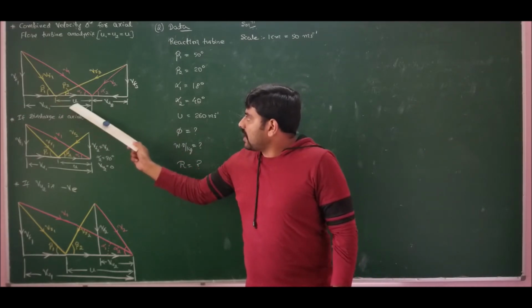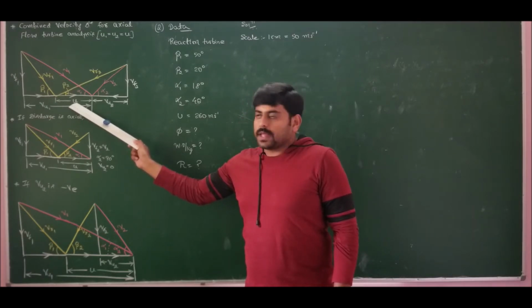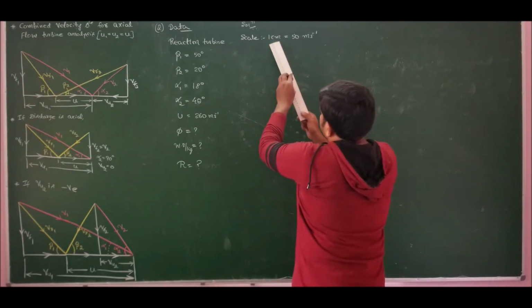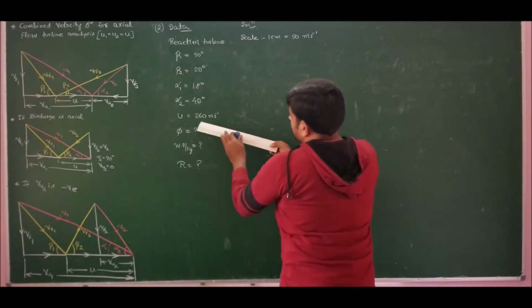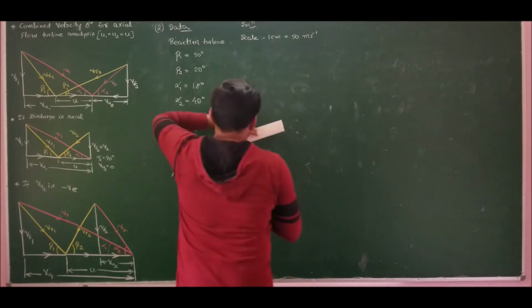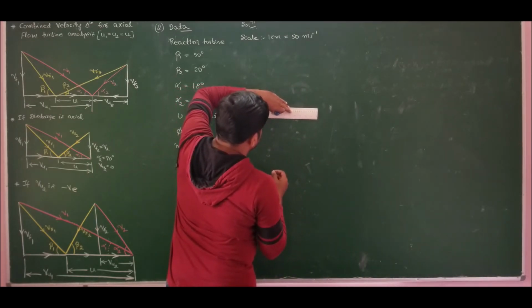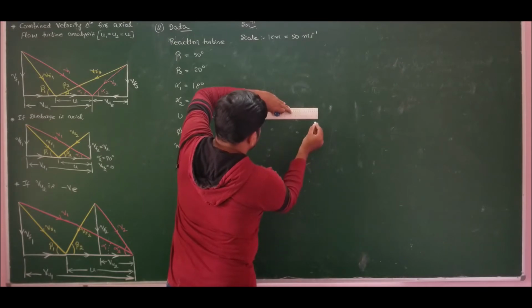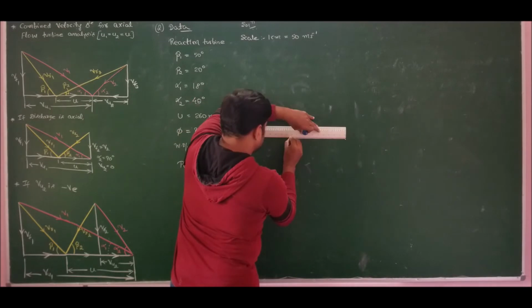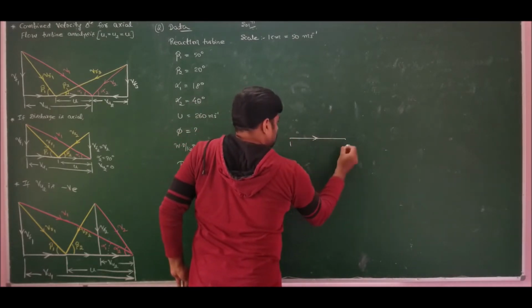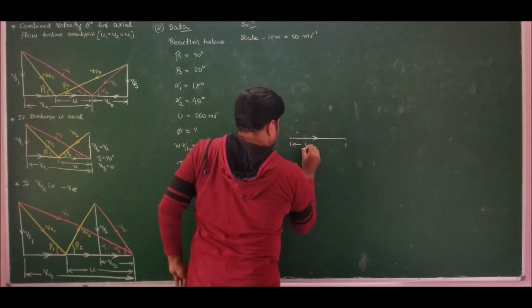Now we know the base U, and we know all the angles alpha 1, alpha 2, beta 1, beta 2, which are marked on the left corner and right corner of U. So first, lay down U. With the scale of 1 centimeter equal to 50 meters per second, U measures 5.2 centimeters. So draw a line of 5.2 centimeters. Let me draw a line of 5.2 centimeters. I have drawn U to the scale.